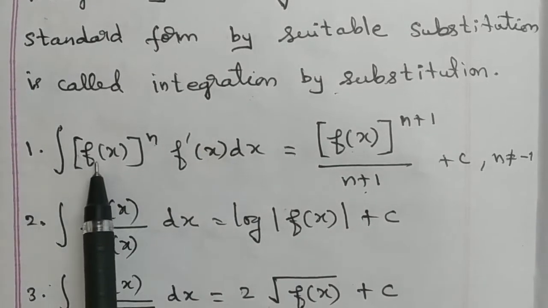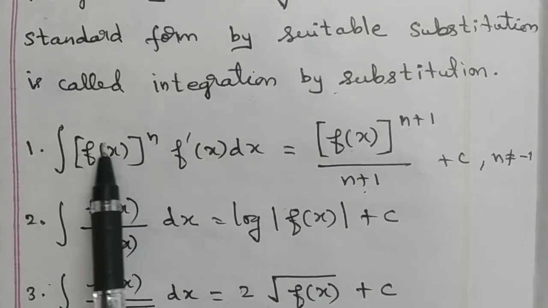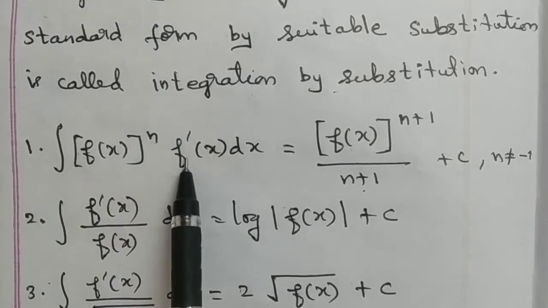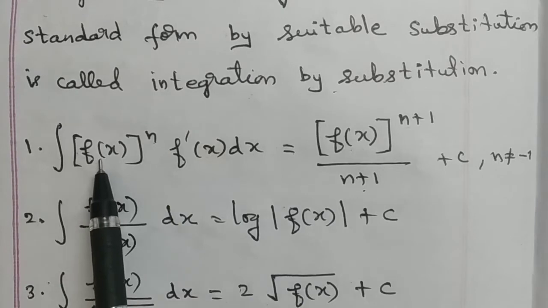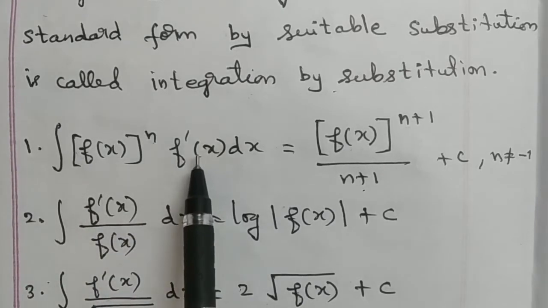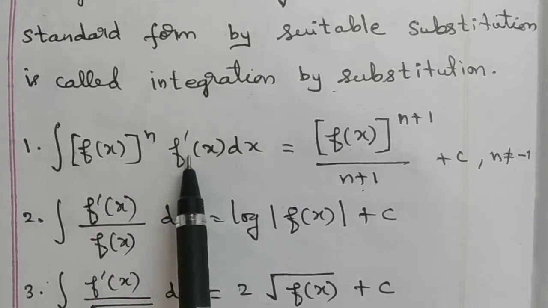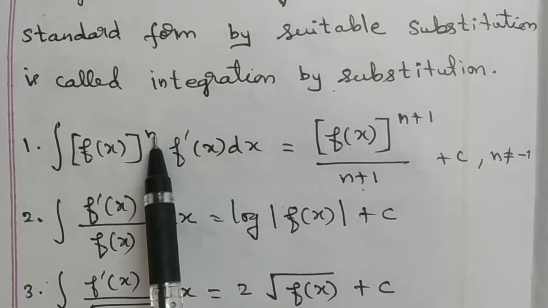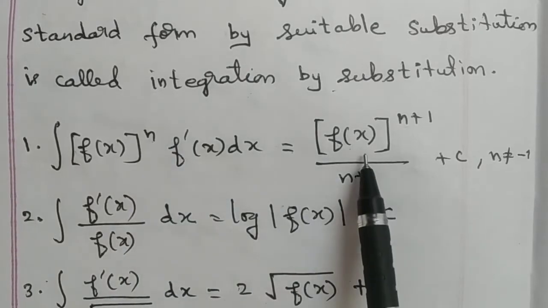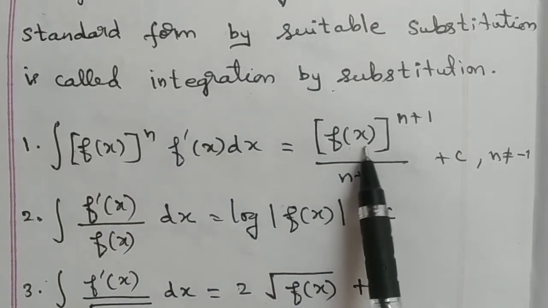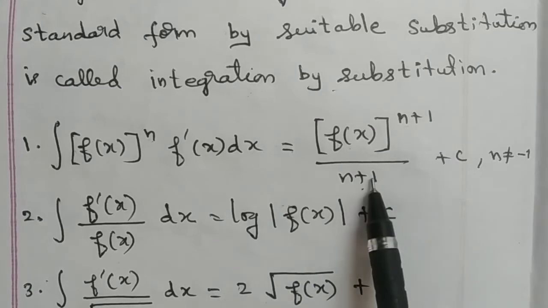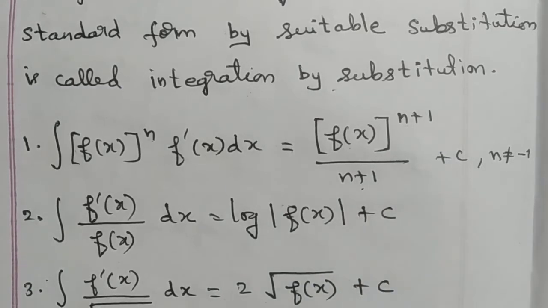See here, the given function is f of x and the derivative function is f dash of x. For example, if f of x is x square, then f dash of x is 2x. If the power is n, we write f of x whole to the power n plus 1 divided by n plus 1, plus c.